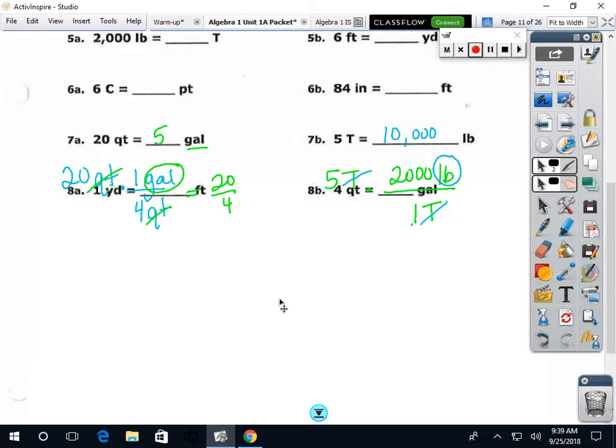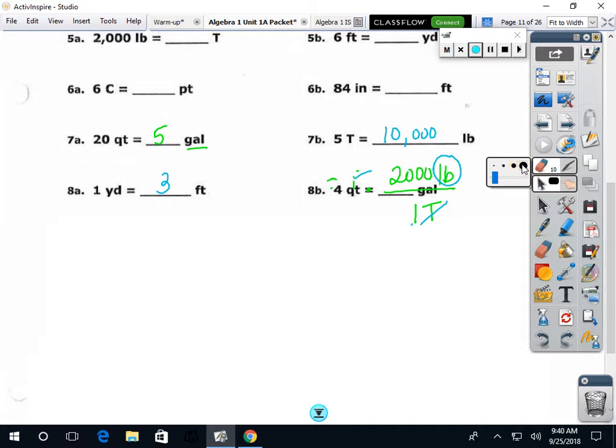All right, 8A is one that I can be okay with you not having any work for because there's really no work required. 1 yard is how many feet? 3 feet. It's written out for you on your conversion chart, so I can see why you wouldn't need to do any work for that one. Okay, same thing for 8B. It's another one that it's just given to you. 4 quarts is how many gallons? 1.